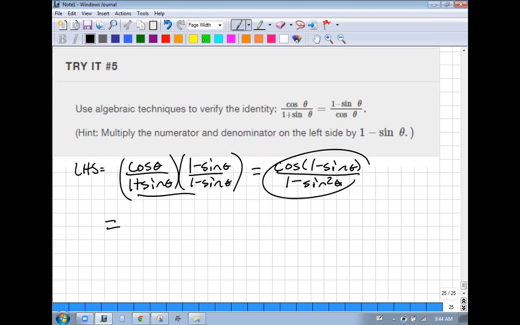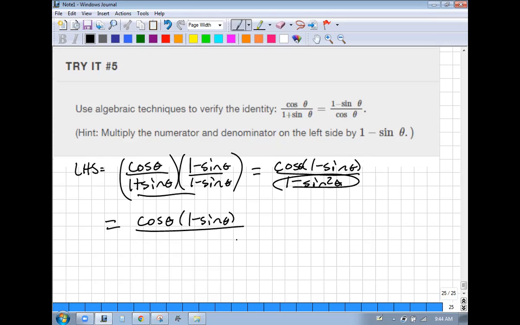So now I'm looking at this. We have this in common. I have to turn all of that into a cosine on the bottom. Oops, I forgot my theta. Cosine theta. Well, luckily, the Pythagorean theorem says this is cosine squared. And that's what we needed. So now we have this stuff. It's the right-hand side. So that's another approach.